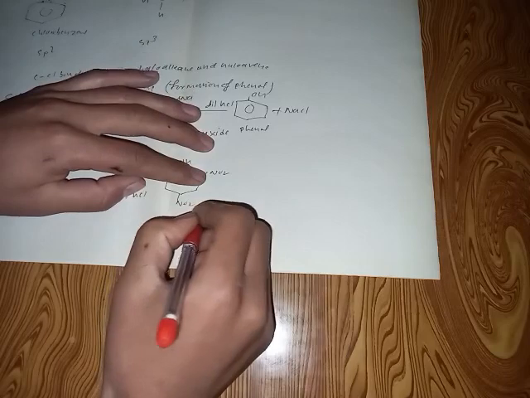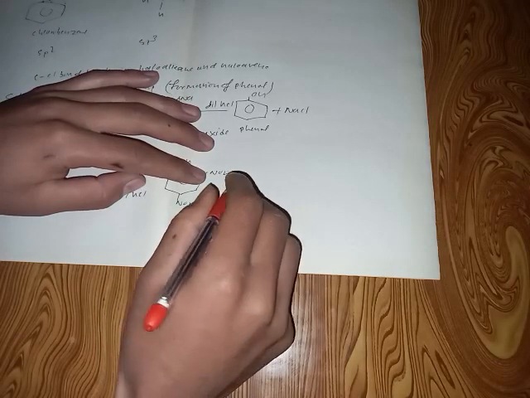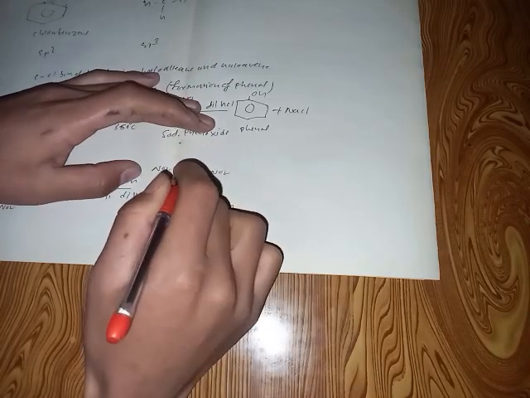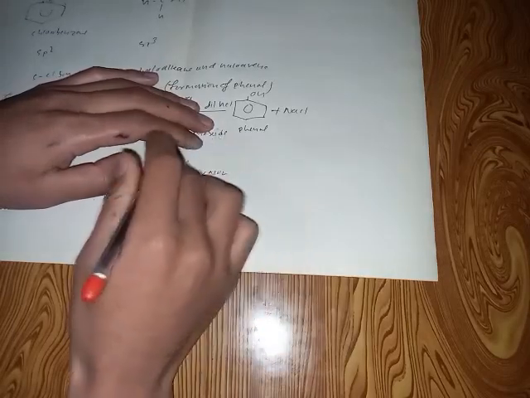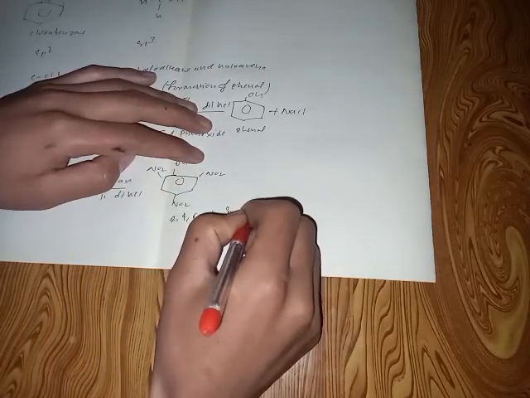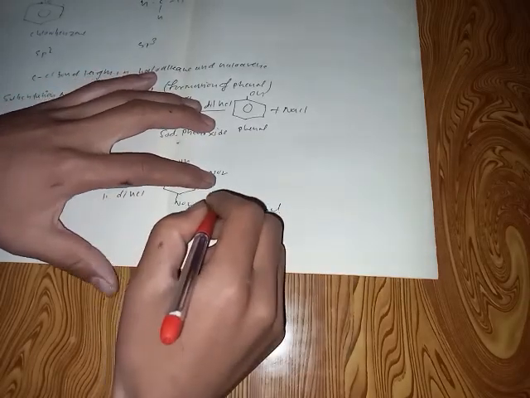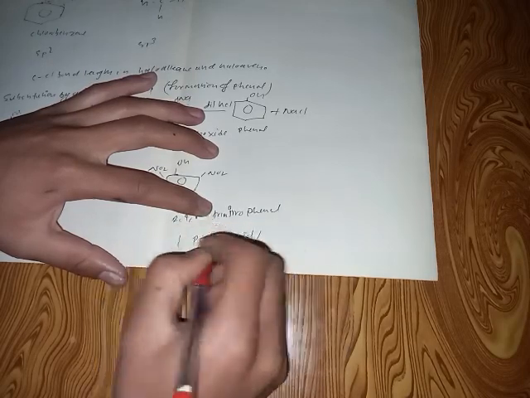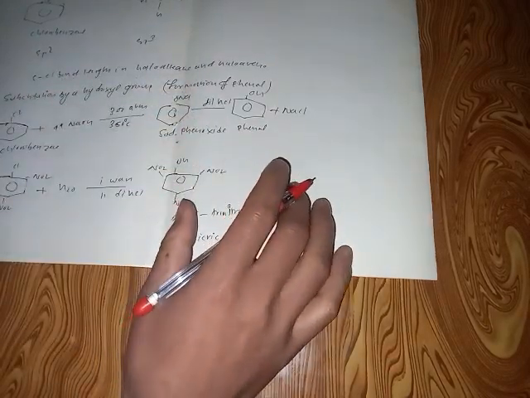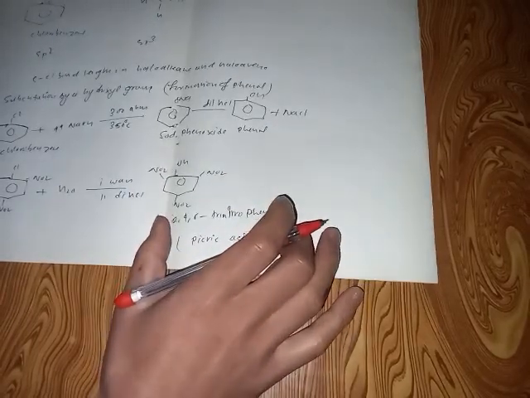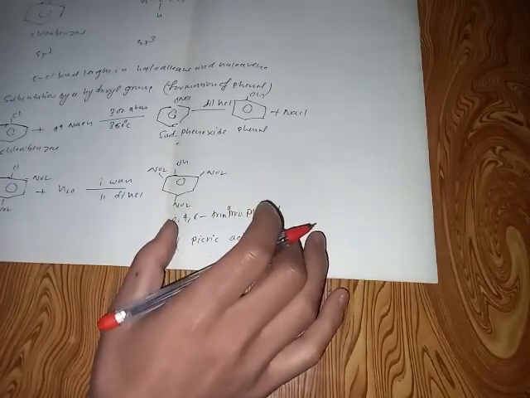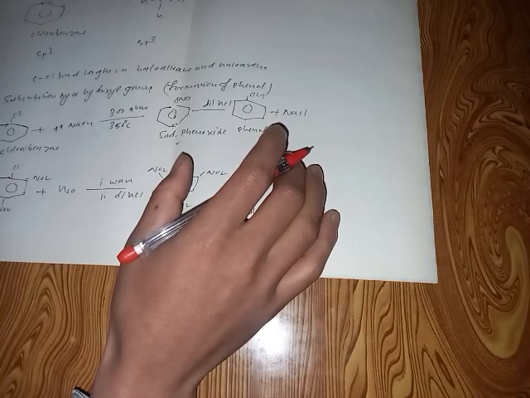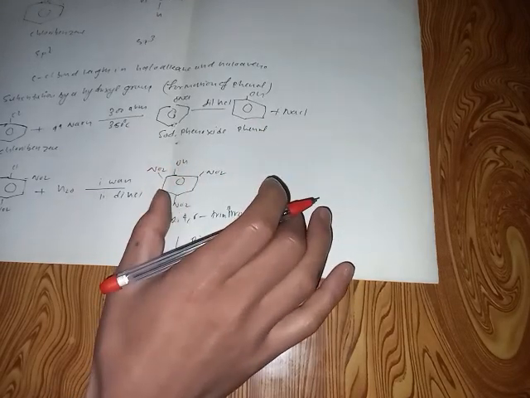So the 2,4,6-trinitrophenol. Another name of this compound is picric acid. It is most important, picric acid. This is a common name. So 2,4,6-trinitrophenol is the name of this compound, and another name of this compound is picric acid.